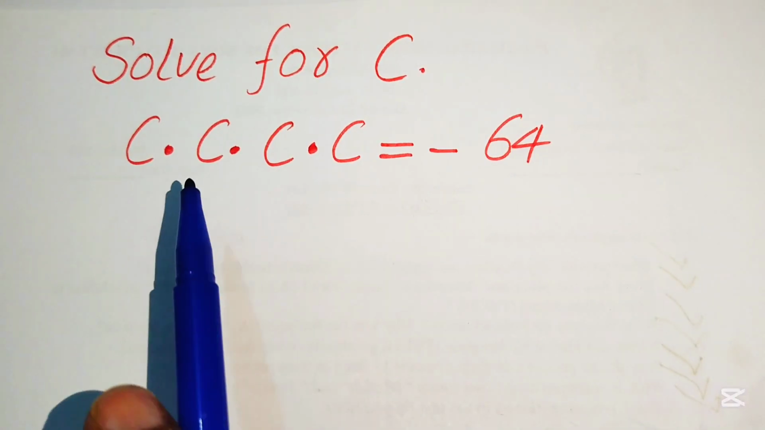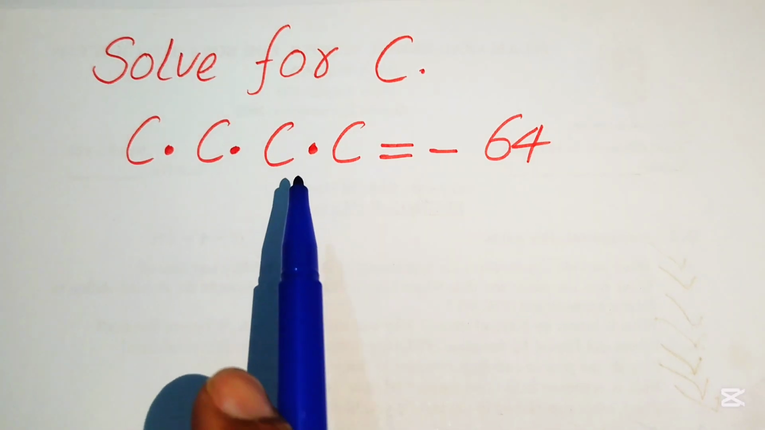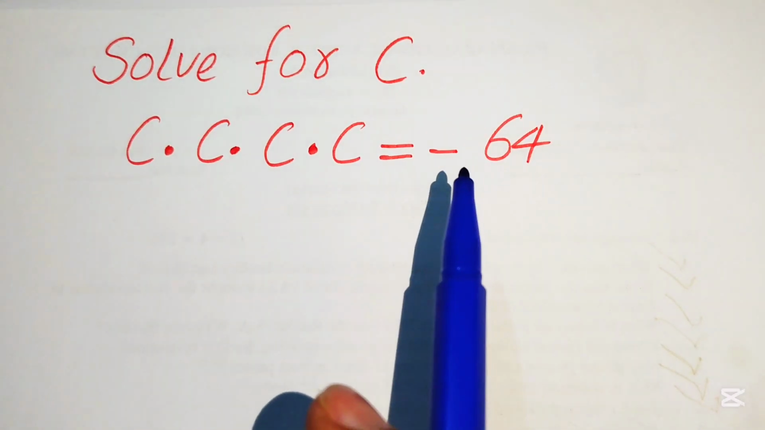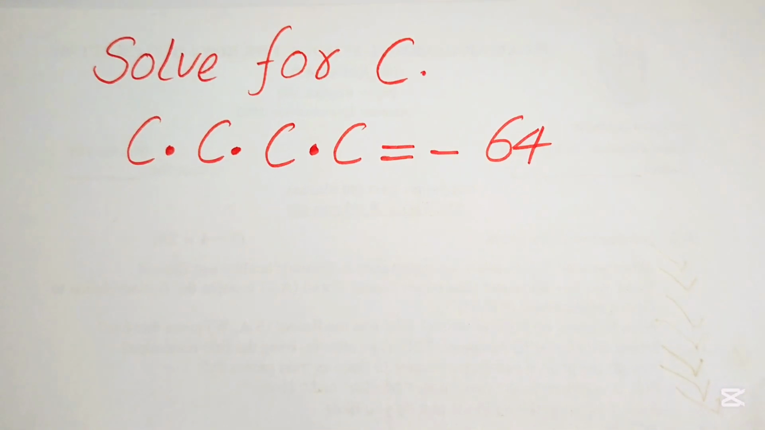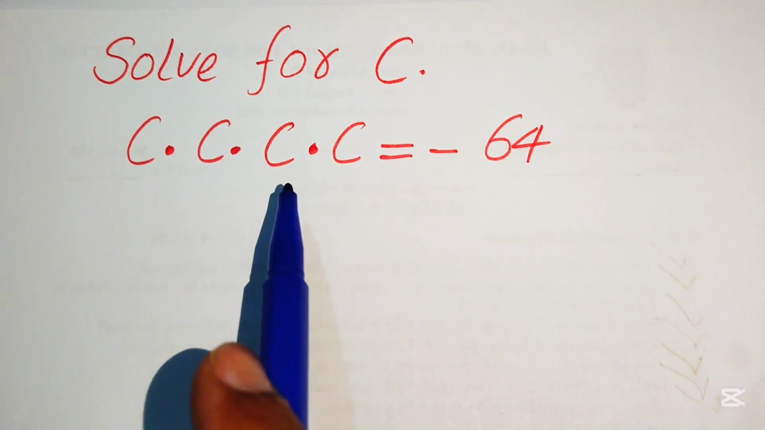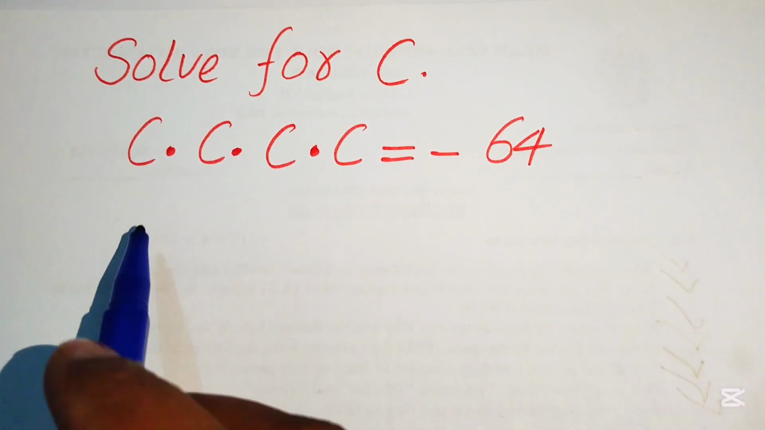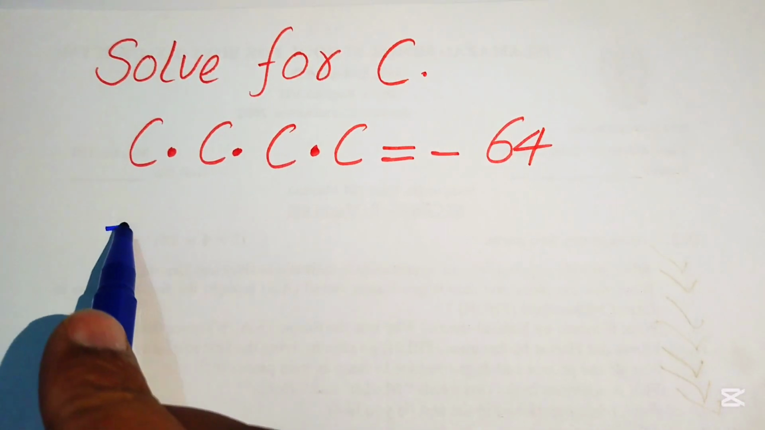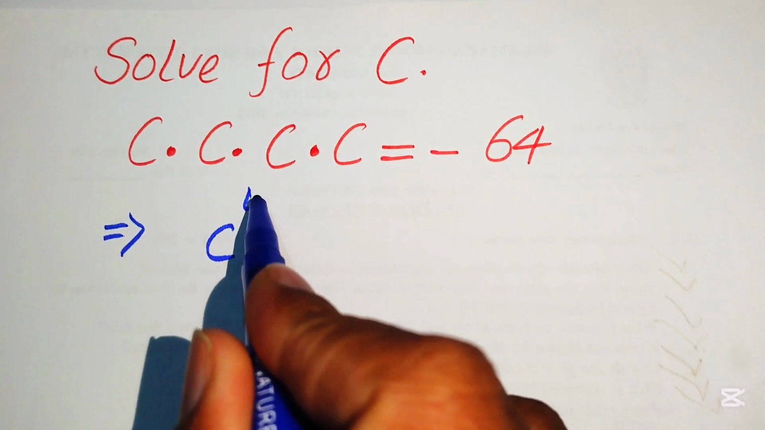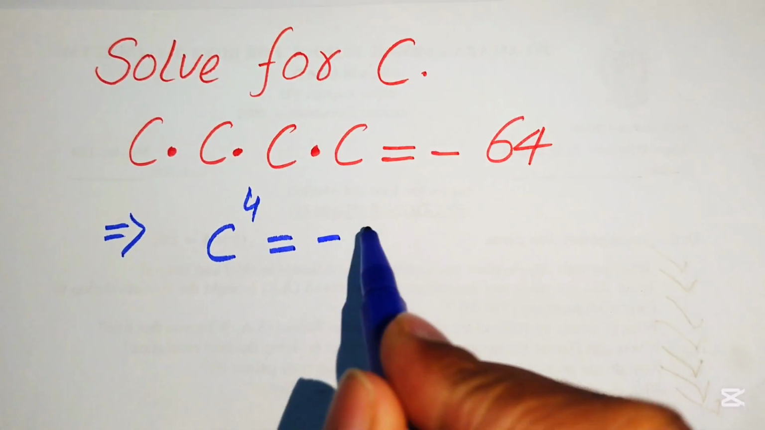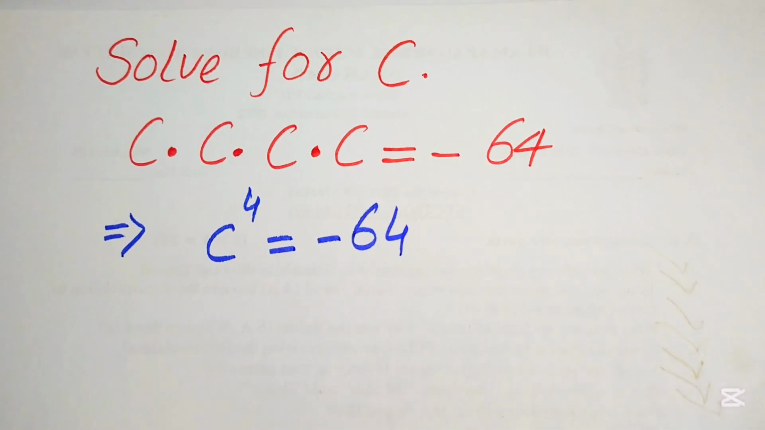So here we have c multiplied by c multiplied by c equals minus 64, and we solve this problem for the values of c. Here you see that c is multiplied 4 times on the left hand side, and the bases are the same, so we add the exponents. So we write this term as c to the power of 4 equals minus 64.